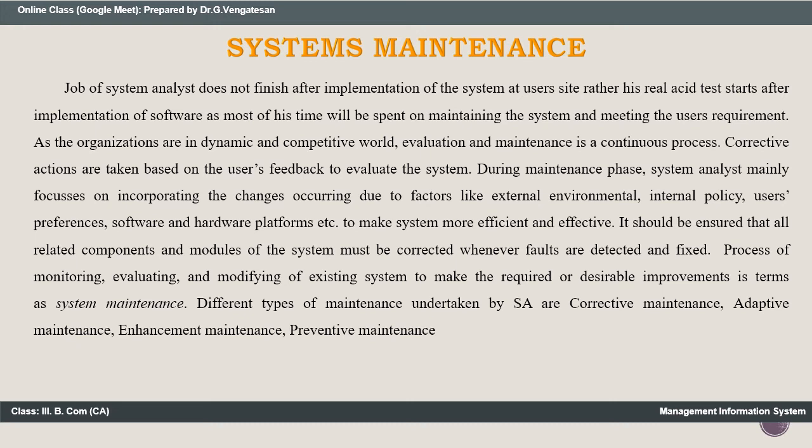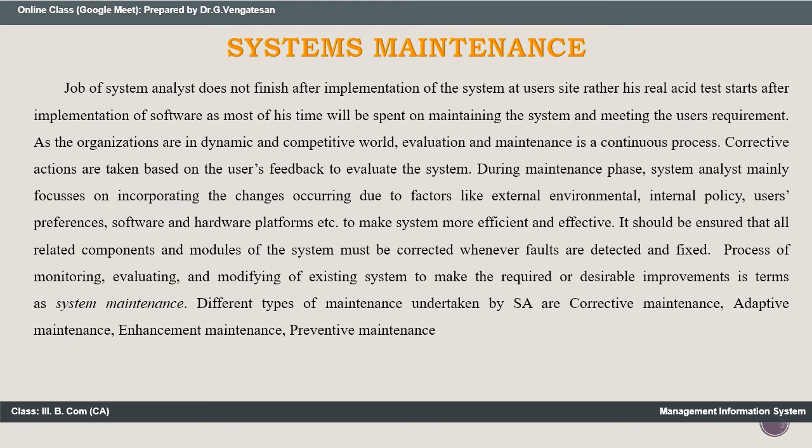As organizations are in a dynamic and competitive world, evolution and maintenance is a continuous process. Corrective actions are taken based on the user's feedback to evaluate the system. During the maintenance phase, system analysts mainly focus on incorporating the changes occurring due to factors like the external environment, internal policy, users' preferences, software and hardware platforms, etc.